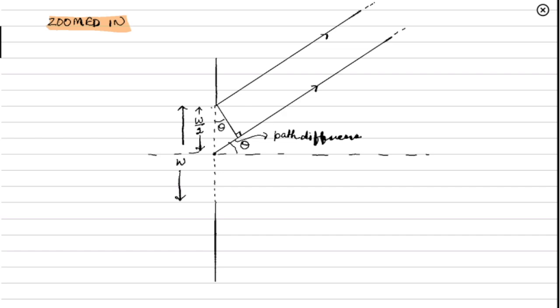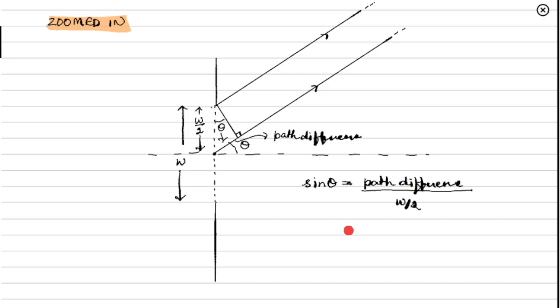Now, can you guess the next step? Yes, the next step is to calculate sine theta. Now sine theta will be the perpendicular, which is in front of the angle. That will be our path difference, divided by the hypotenuse. The hypotenuse will be the longest length of this triangle. So that will be W by 2.